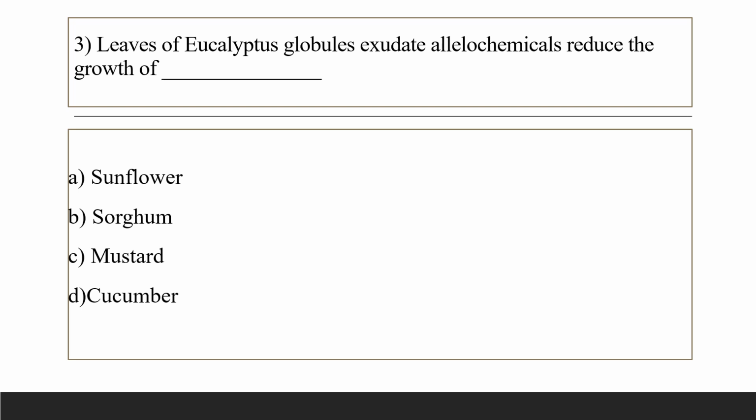The leaves of Eucalyptus globulus exude allelochemicals, which reduce the growth of. Allelochemicals means toxic or chemical substances released by one crop species on the other crop species in intercropping. Here the leaves of Eucalyptus globulus reduce the growth of mustard seeds. Option C.